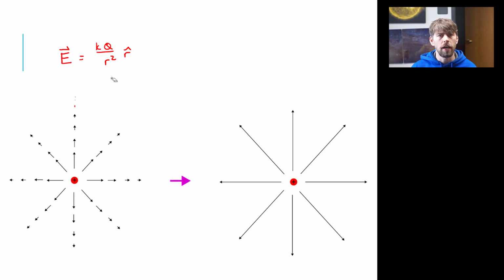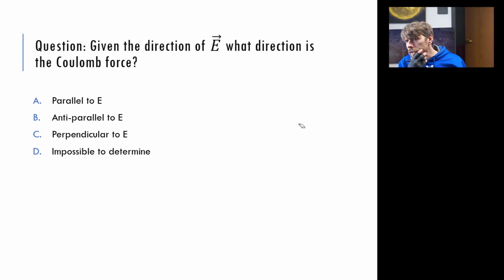Okay. Well, a couple of conceptual questions. It doesn't hurt to have a couple of those. So the first question: given the direction of the electric field, what direction is the Coulomb force? Pause the video if you need to. That's perfectly fine. And here we remember, what does scalar multiplication do to a vector? Good.